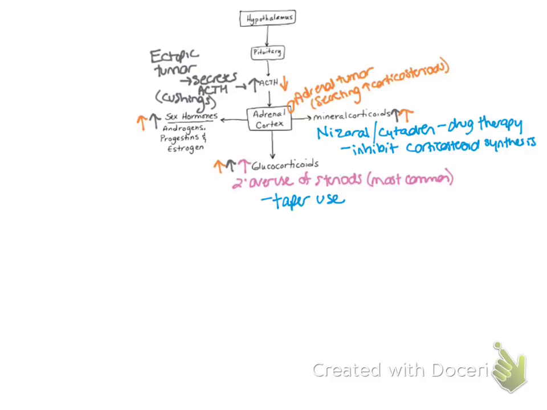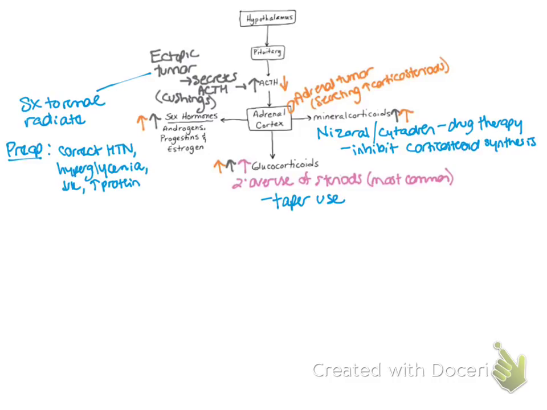Drug therapy includes Nizoral or Cytadren, and that basically inhibits corticosteroid synthesis. Oftentimes, we have to do surgery to remove the tumor, and with that, or radiate it to make the tumor smaller. Pre-op, we are going to make sure that we correct anything that's abnormal. So those signs and symptoms that we talked about in the last slide, the hypertension, the hyperglycemia, the hypokalemia, those all need to be corrected prior to surgery.